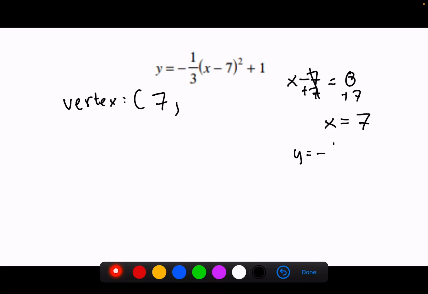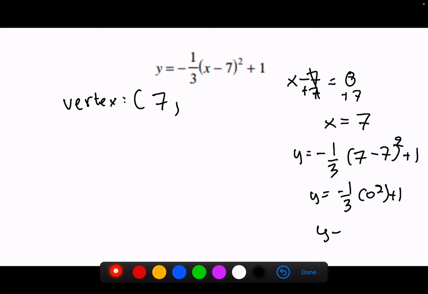Now you're going to plug in 7 back into the equation to solve for the y coordinate. So y is equal to negative 1/3 times 7 minus 7 squared plus 1. So y is equal to negative 1/3 times 0 squared plus 1. 0 squared is 0. So this is just going to result in 0. So y is equal to 0 plus 1. Y is equal to 1.